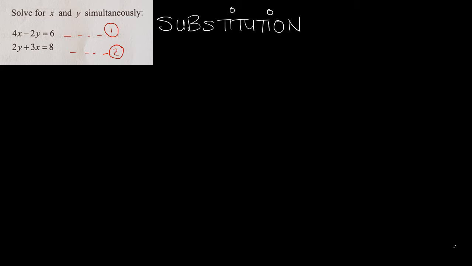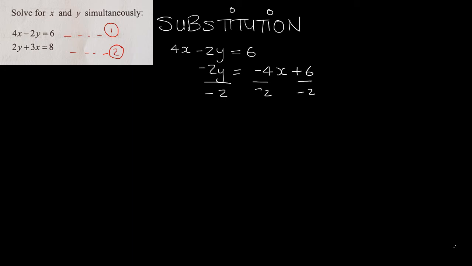If I take the first equation, 4x minus 2y is equal to 6. I'm making y the subject of formula, so minus 2y is equal to minus 4x plus 6. I divide through by minus 2, and I'll be left with y is equal to 2x minus 3. Now that I've made this the subject of formula, I can call this equation 3.